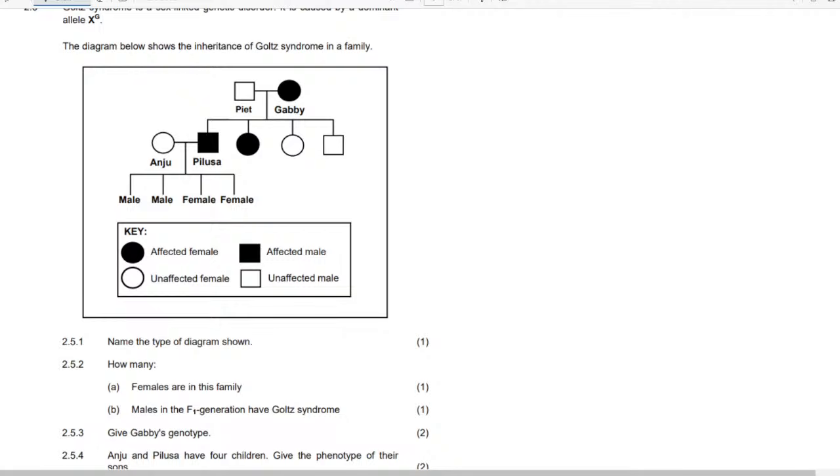Name the type of diagram represented above. We have been talking about it. It is a pedigree diagram. How many females are in this family? Remember, circle means a female. Yes, it's 1, 2, 3.